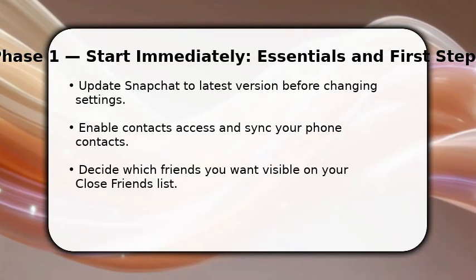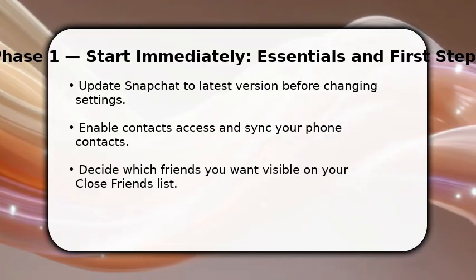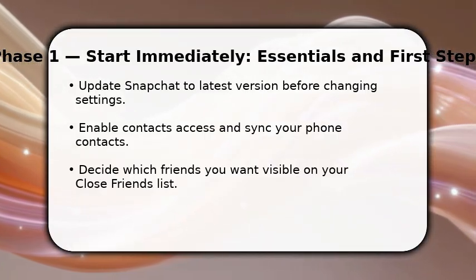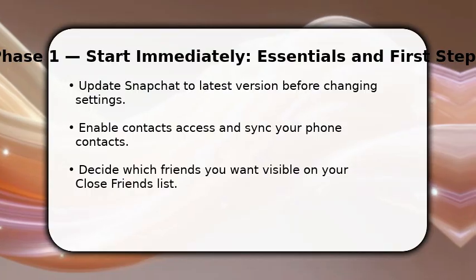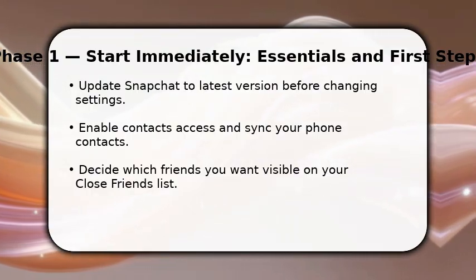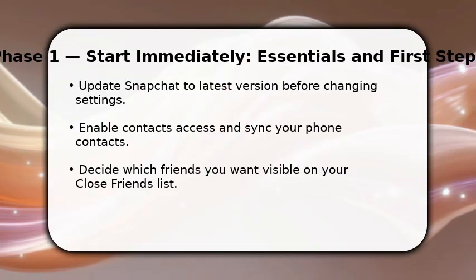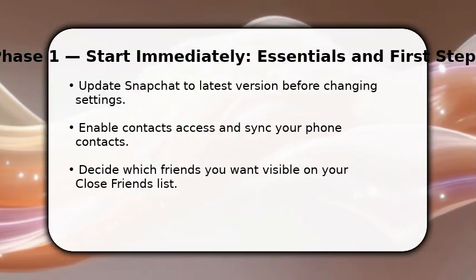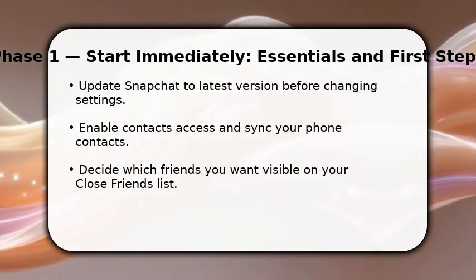You already have Snapchat open. Start by updating the app and granting contacts permission so names match phone numbers. Once done, tap your profile icon and then the settings gear to access privacy controls. Make sure contacts are synced. This reduces duplicates and missing people.